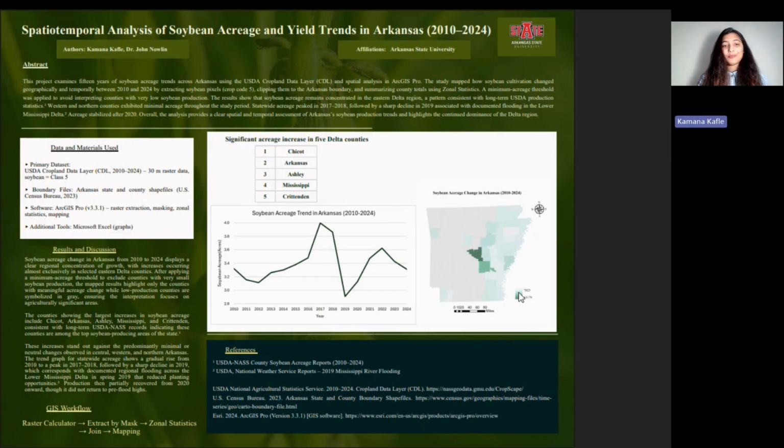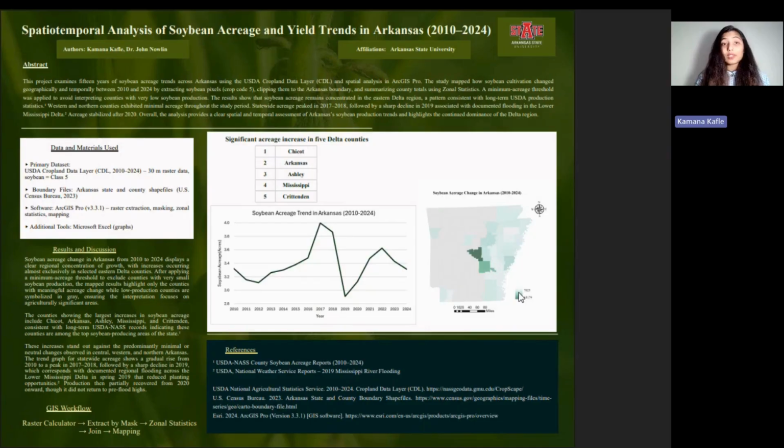You can look there. So what methods did I use? First, I extracted only soybean pixels from the CDL using the raster calculator. Next, I clipped the soybean raster to the Arkansas state boundary to remove anything outside the state. I then converted pixel counts into acreage using the area of a 30-meter pixel. I used zonal statistics to summarize soybean acreage by county for each year.